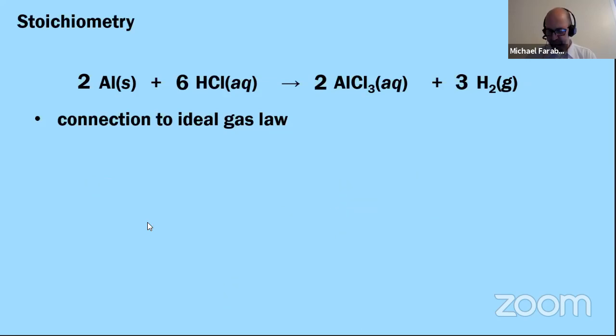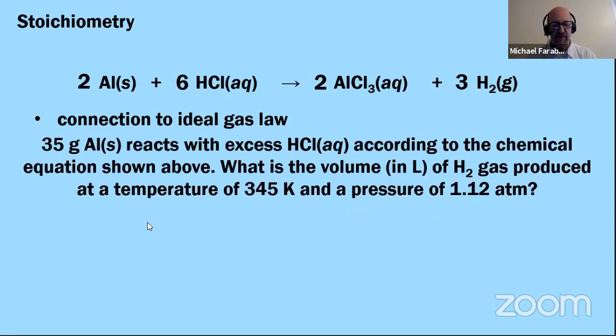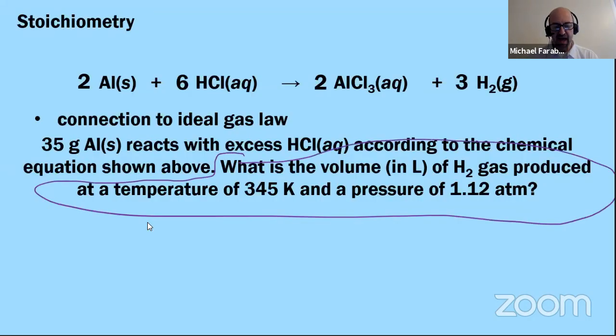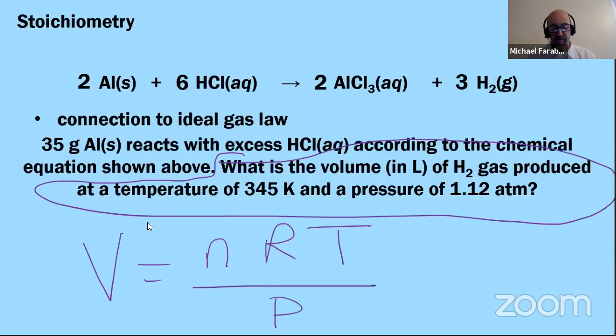So here is our problem. 35 grams of aluminum reacts with excess hydrochloric acid. What is the volume in liters of hydrogen gas produced at a temperature of 345 Kelvin and a pressure of 1.12 atmospheres? If I'm looking for the volume of hydrogen gas at a certain temperature and pressure, I'm going to write V equals nRT over P. They've already given me the pressure in atmospheres and the temperature in Kelvin. I can use the ideal gas constant, the number we'll see on the equation sheet, 0.08206, which has the appropriate units of liters and atmospheres.